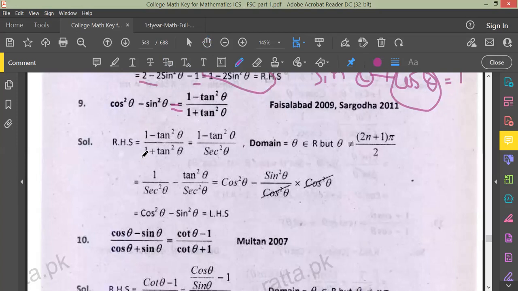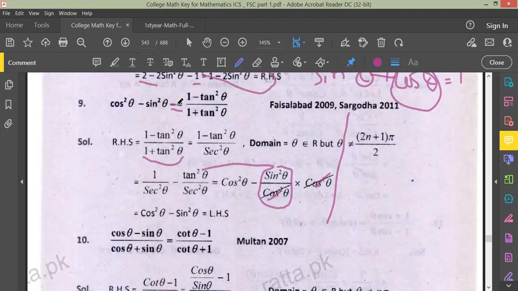So we know that 1 plus tan square theta, this is a fundamental identity, which is equal to secant square theta. So simply we can write it as 1 over secant square theta minus tan square theta over secant square theta. So 1 over secant square theta will be equal to cos square theta, and tan square theta will be equal to sine square theta over cos square theta. So cos square will be cancelled out with cos square. So this will be equal to cos square theta minus sine square theta.